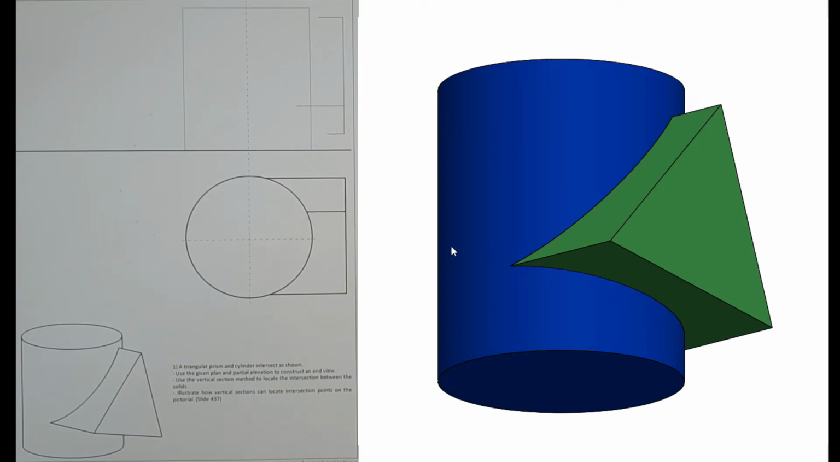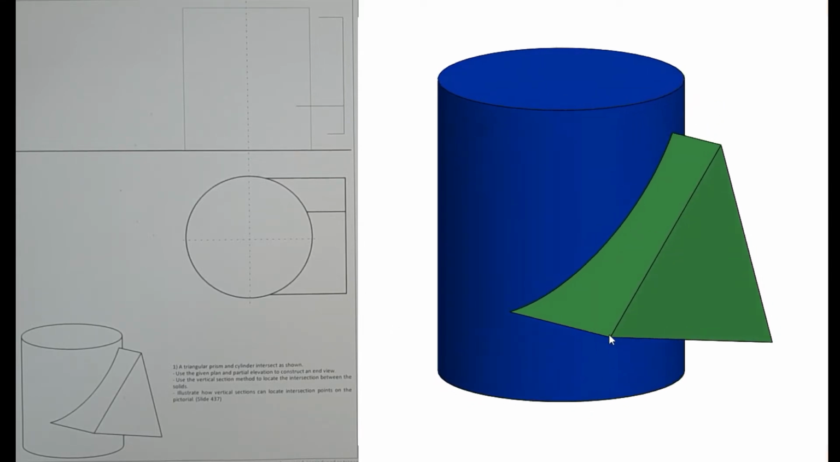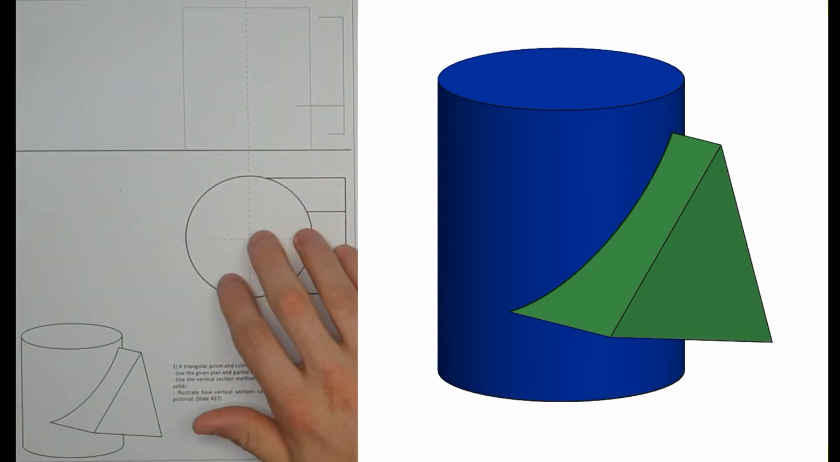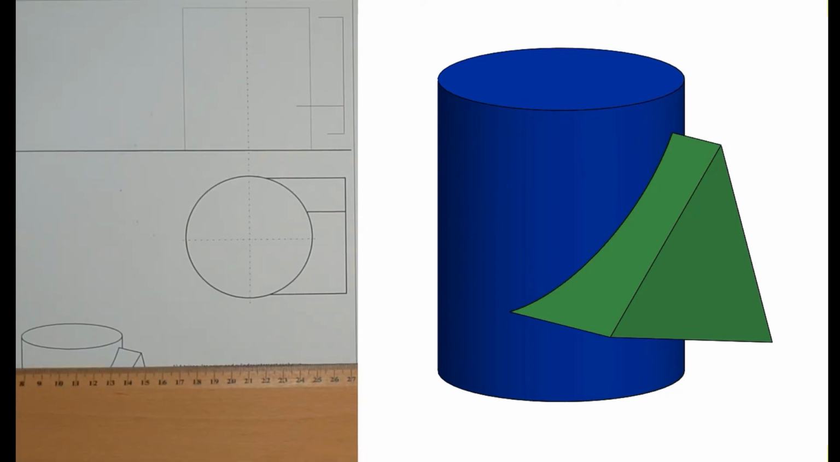So 3 freehand curves here, but we also have specific intersection points where the 3 main edges of this triangular prism intersect and pierce the surface. So that's going to be our challenge. First thing I'm going to do here on paper is actually start forming the end elevation. So the plan is already shown, the elevation is partially shown, and I'll start forming the end elevation now.